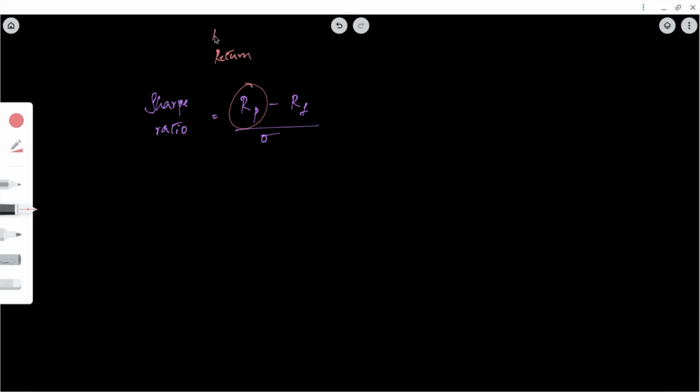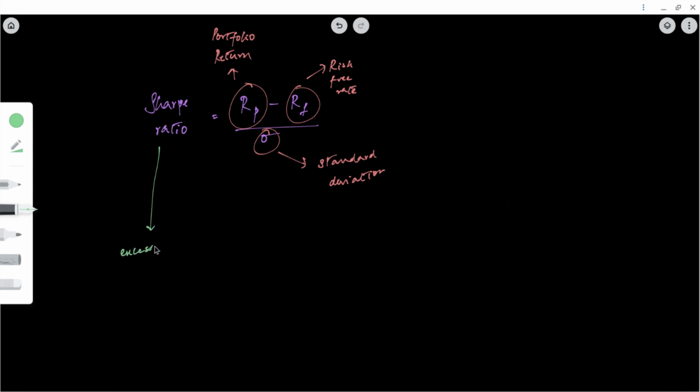This is portfolio return, this is risk free rate, and this is standard deviation. So, Sharpe ratio is excess portfolio return divided by its standard deviation.